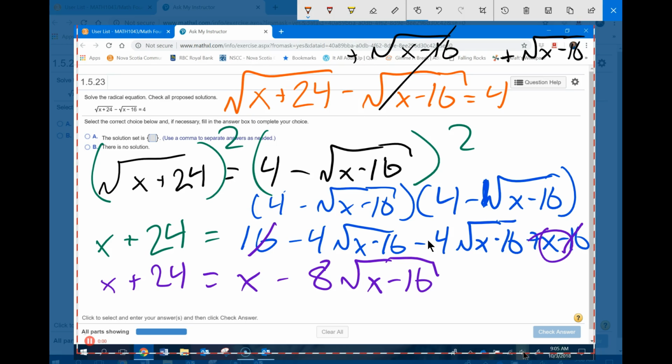Next step, let's do some algebra now, and we'll get this radical by itself. So I'm going to move all this other junk over. So I'm going to subtract x from both sides. That'll eliminate that and eliminate that.